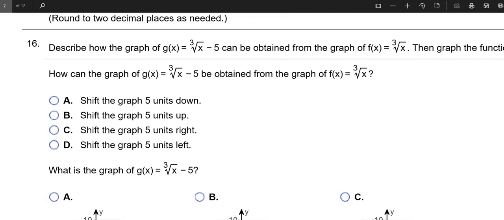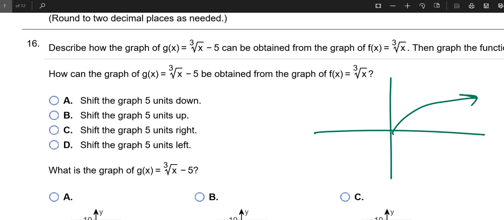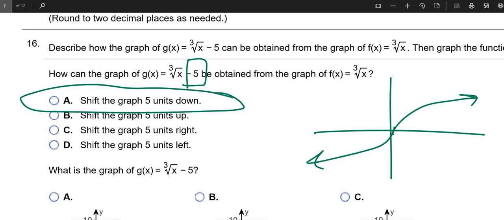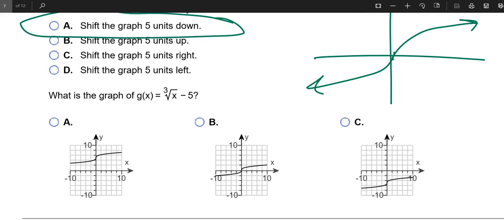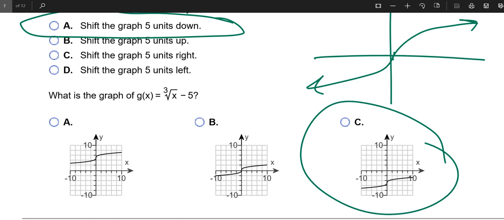Okay, question 16. We talked about the cube root function. We talked about how the basic cube root function has a positive part, and it also has a negative part, unlike the square root, because it can handle all real numbers. So, this minus 5, what's it doing to the graph? It shifts it down 5 units. That's true. Which one of those is the correct answer? A, B, or C? It is choice C. That's the only one that took the cube root function and shifted it down 5 units.